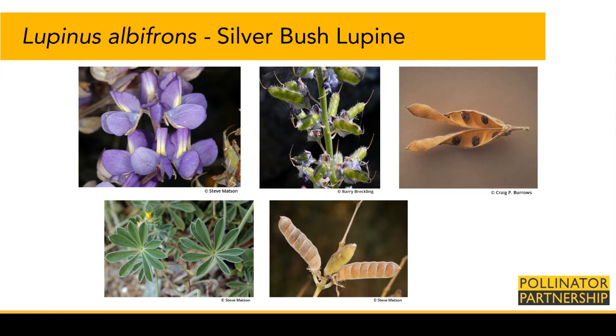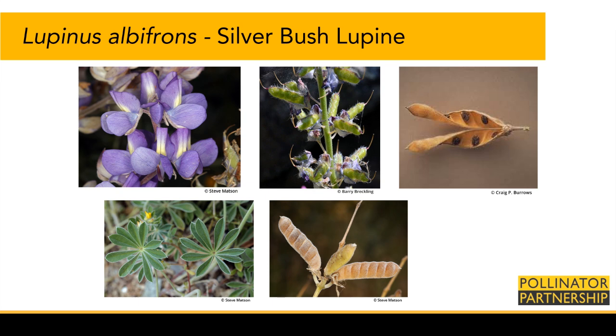Lupinus albifrons, or silver bush lupin, is a bushy perennial with silver, hairy foliage and spikes of bluish-purple to violet flowers. It grows 2 to 5 feet tall and is often found on dry slopes, in chaparral, or along roadsides. Its distinctive silvery palmate leaves, shaped like a hand with outstretched fingers, are another key ID feature.